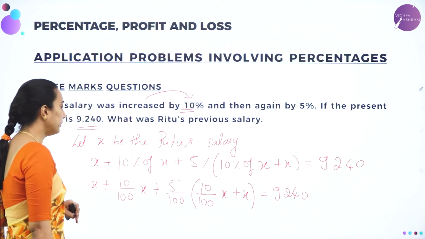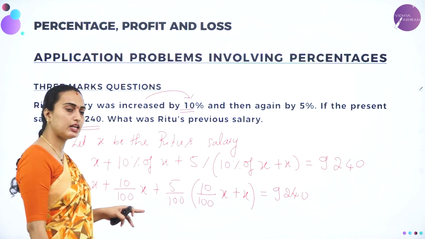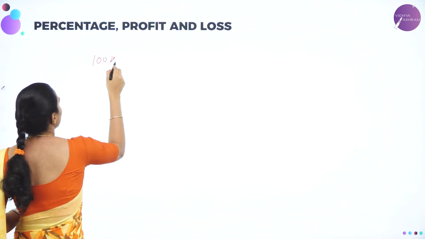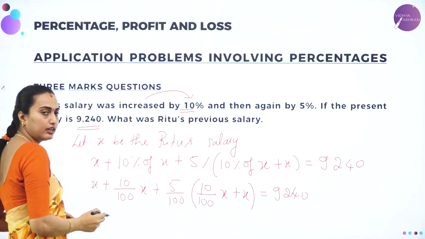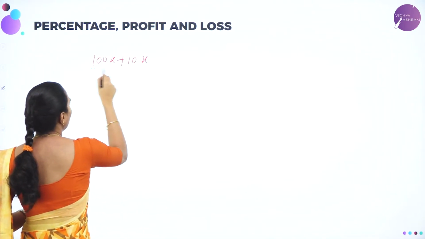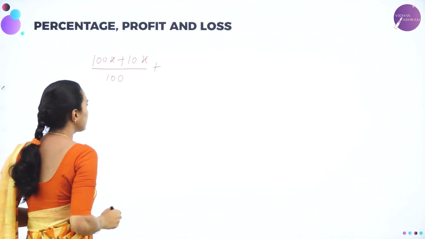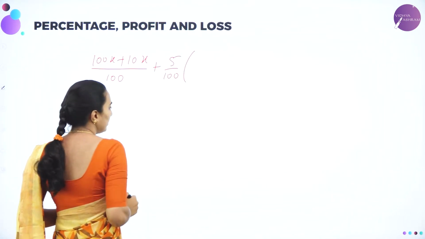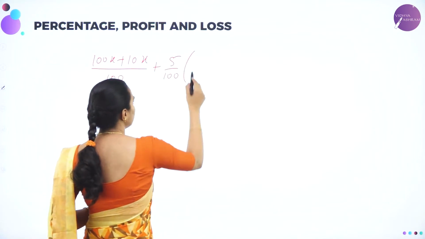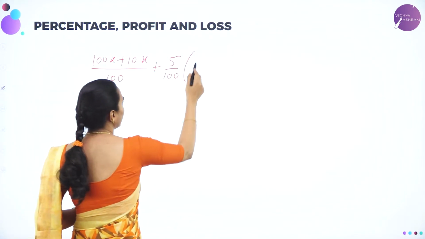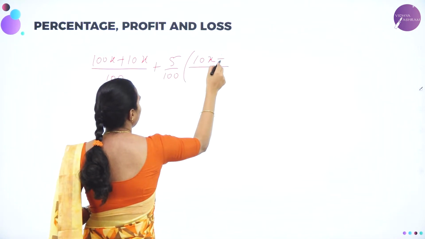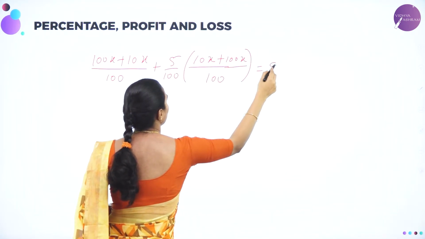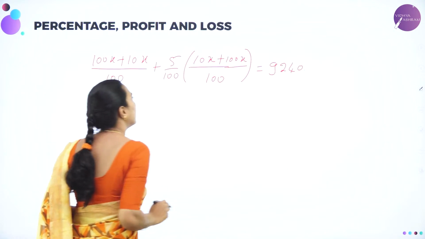9,240. Now let me calculate this by taking 100 as the LCM. So what happens to this condition? You are going to have 100x plus 10x divided by 100, plus 5 by 100 as it is. Inside, the LCM is again 100, so the numerator is 10x plus 100x divided by 100, equal to 9,240 rupees, right?